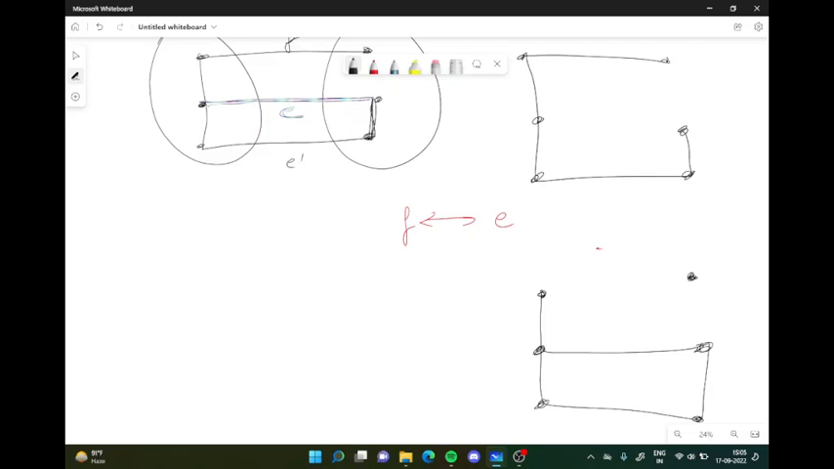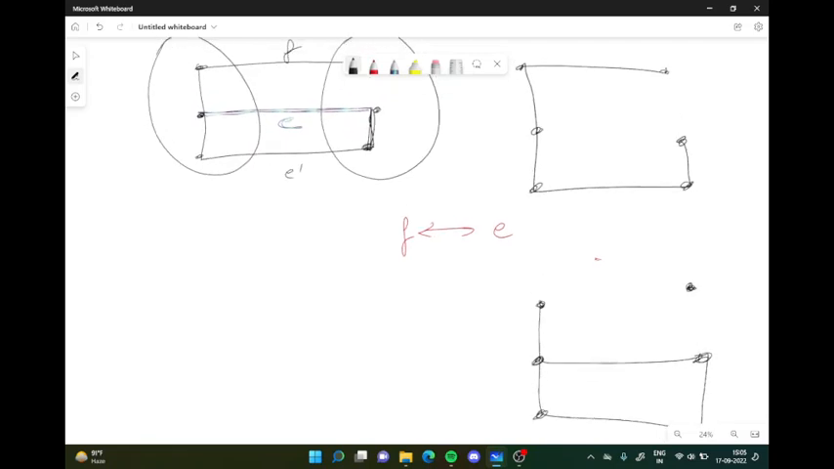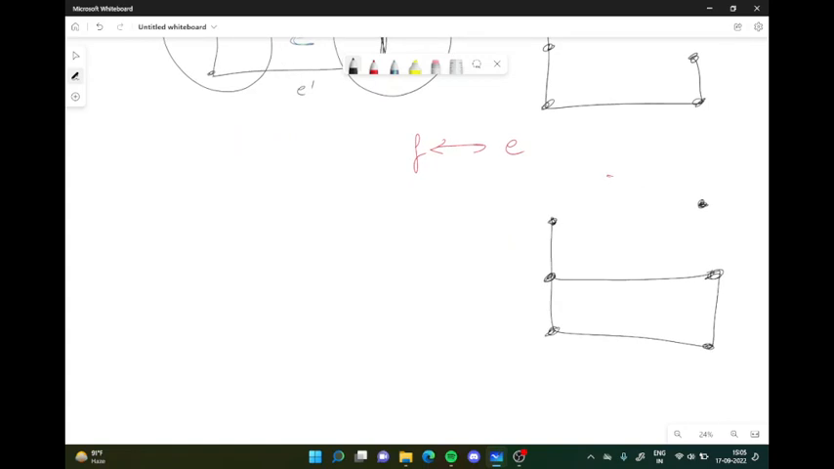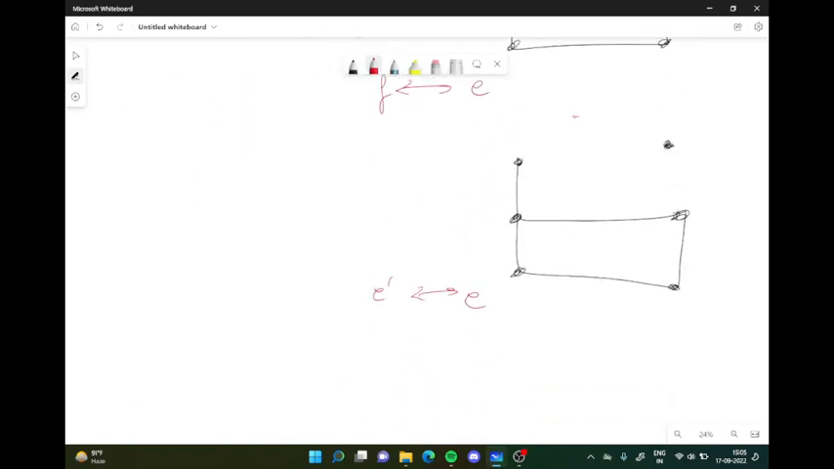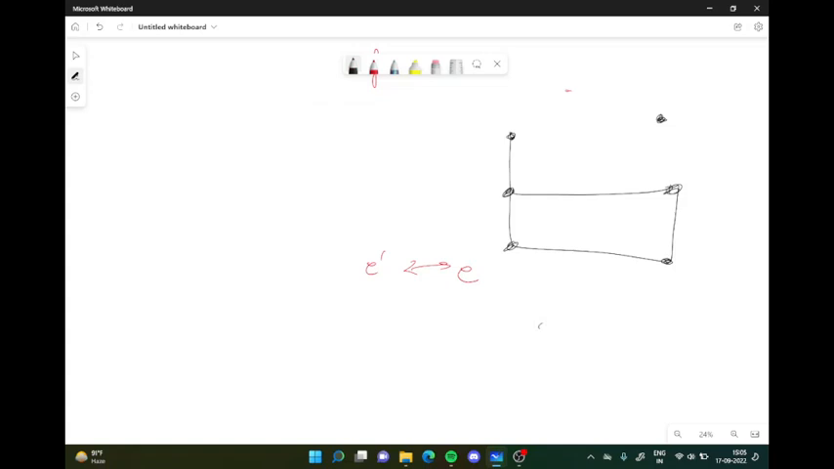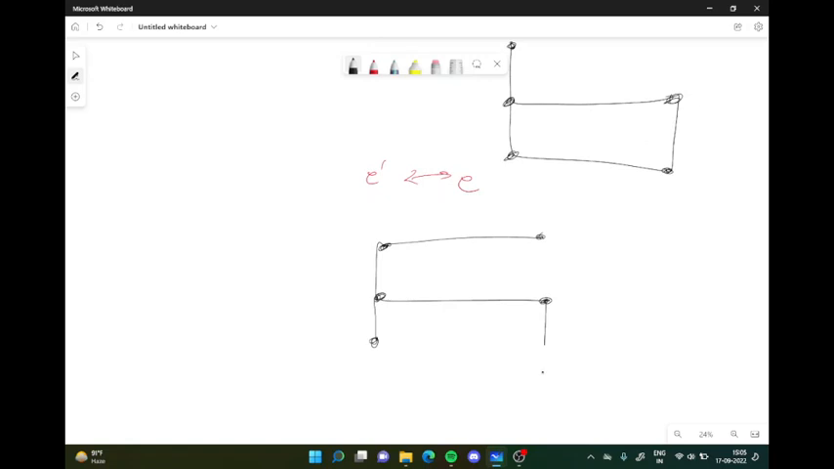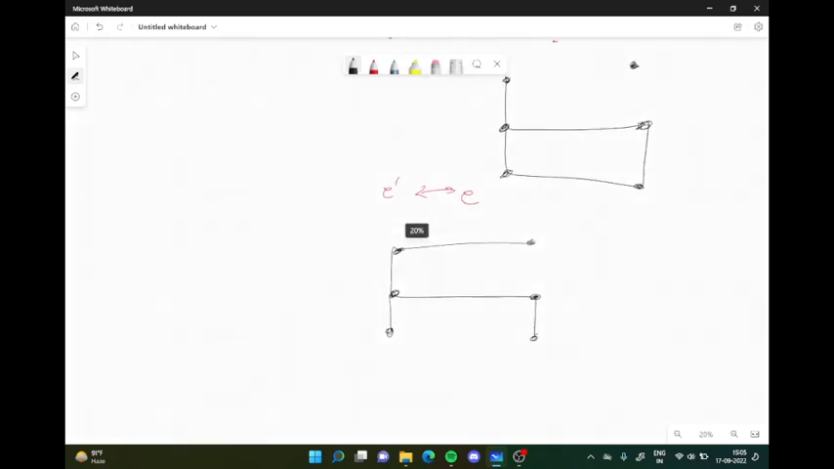So let's not exchange it with F. How about we exchange it with E prime? Okay, let's switch it with E prime. And this is how our graph will look after switching it with E prime. F is going to be as it is. E is going to be like this. And this is going to be like this. So this is a spanning tree.